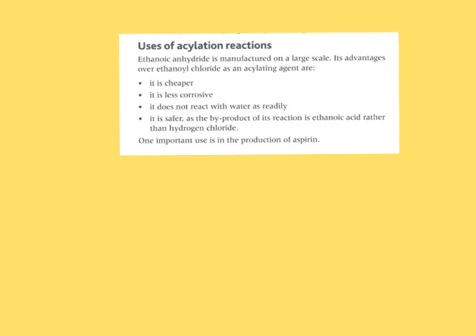So really, to summarise, ethanoic anhydride is manufactured on a massive scale for acylation, and often in exams you'll be asked, why is it chosen? What's the justification for using it over ethanoyl chloride? So not only is it less corrosive, it's cheaper, doesn't hydrolyse with water, and therefore it's also safer because, as you just saw in the mechanism, the byproduct of its reaction is ethanoic acid, which can be sold on, rather than hydrogen chloride. Its major use is in the production of aspirin.